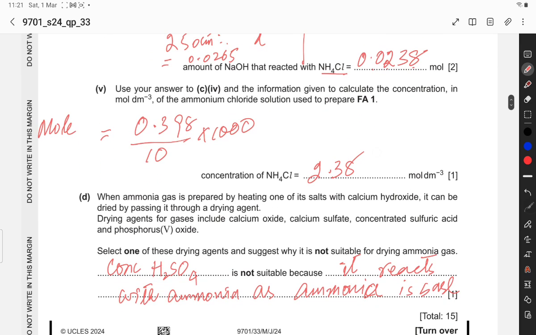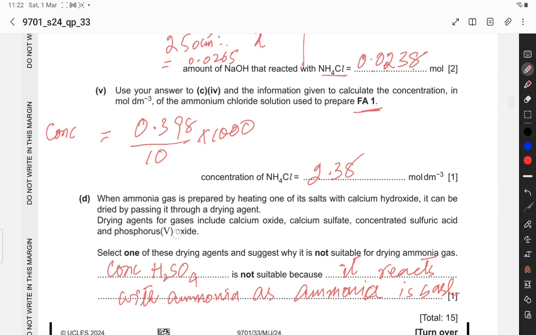Use your answer to C4 and the information given to calculate the concentration in mole per dm cube of ammonium chloride solution used to prepare Fa1. So we have taken 10 centimeter cube of ammonium chloride. So concentration is mole over volume. So this is not mole, this is concentration. We know how to calculate concentration: mole over volume into 1000.